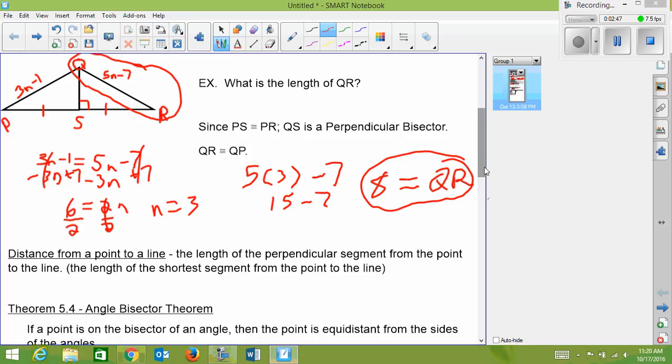So then the distance from a point to a line is exactly what it sounds like it would be, the length of the perpendicular segment from the point to the line. So in other words, the length of the shortest segment from the point to the line.